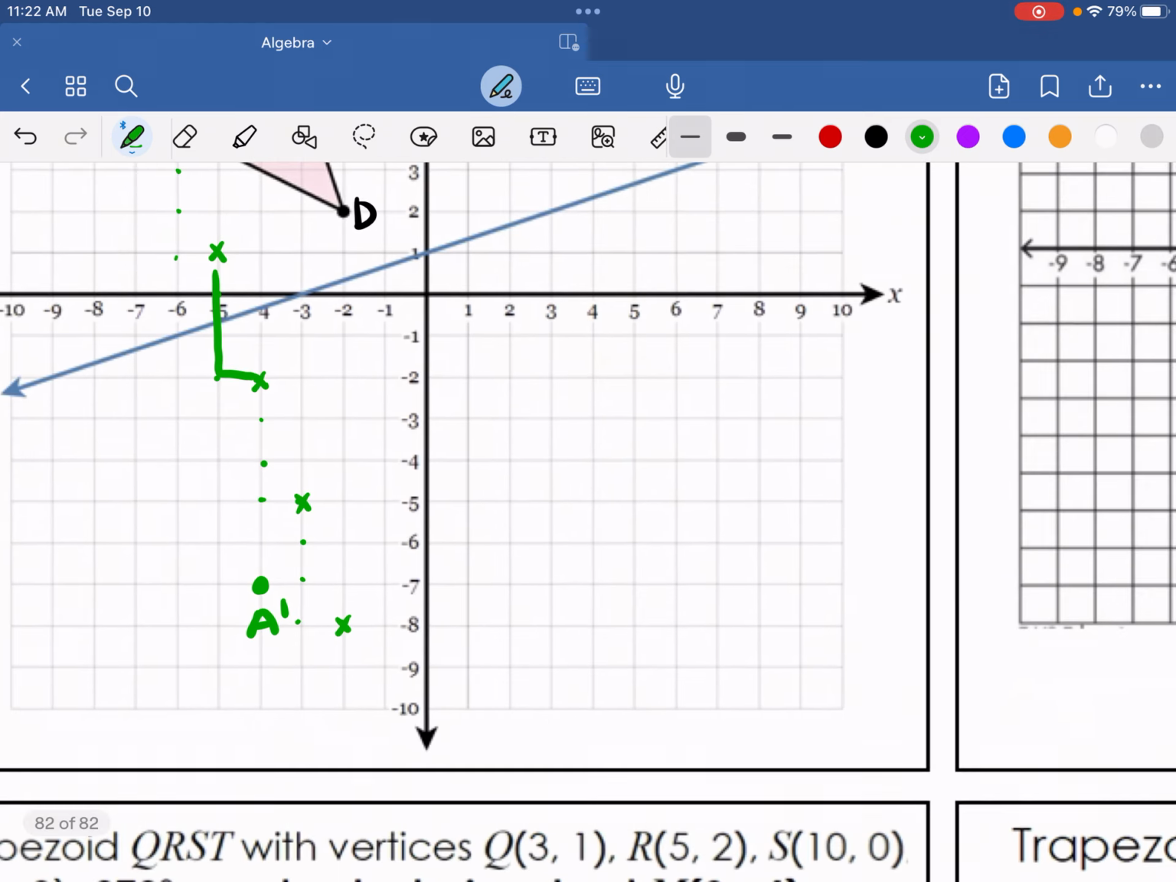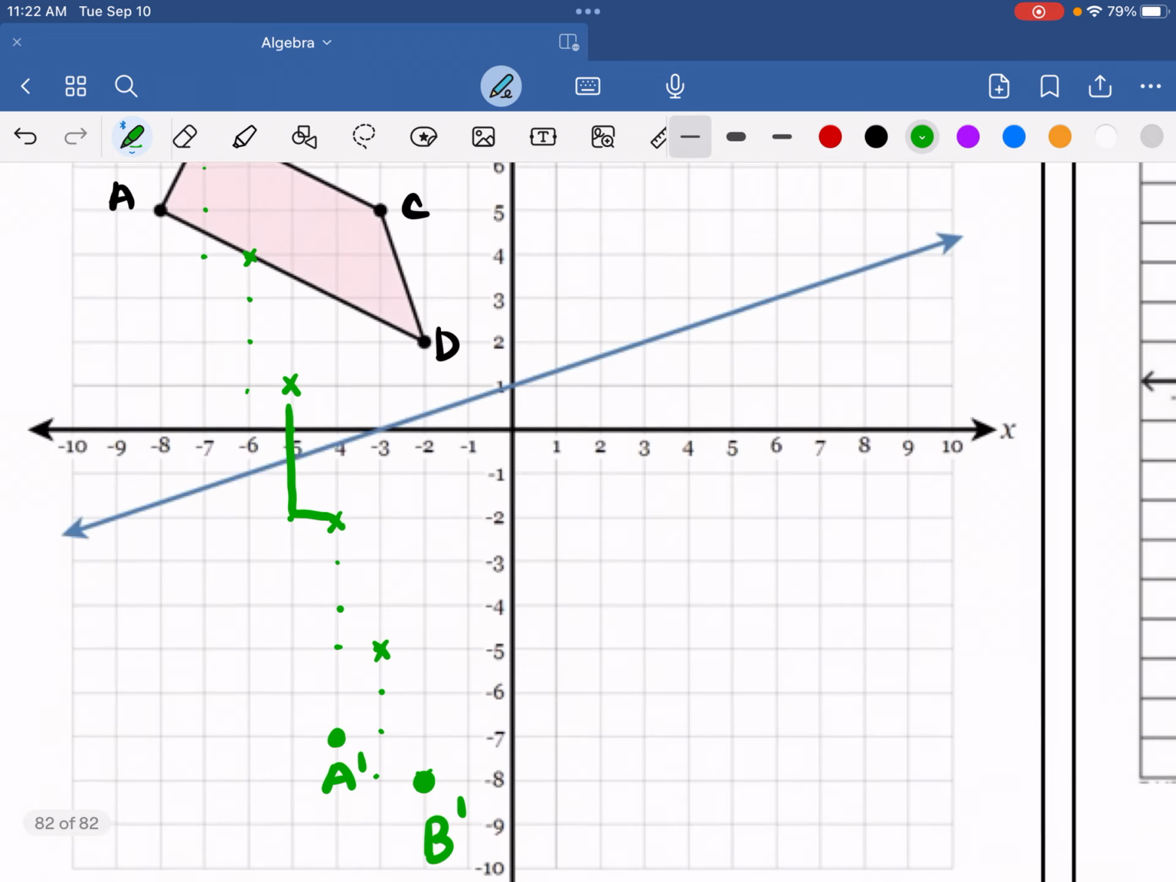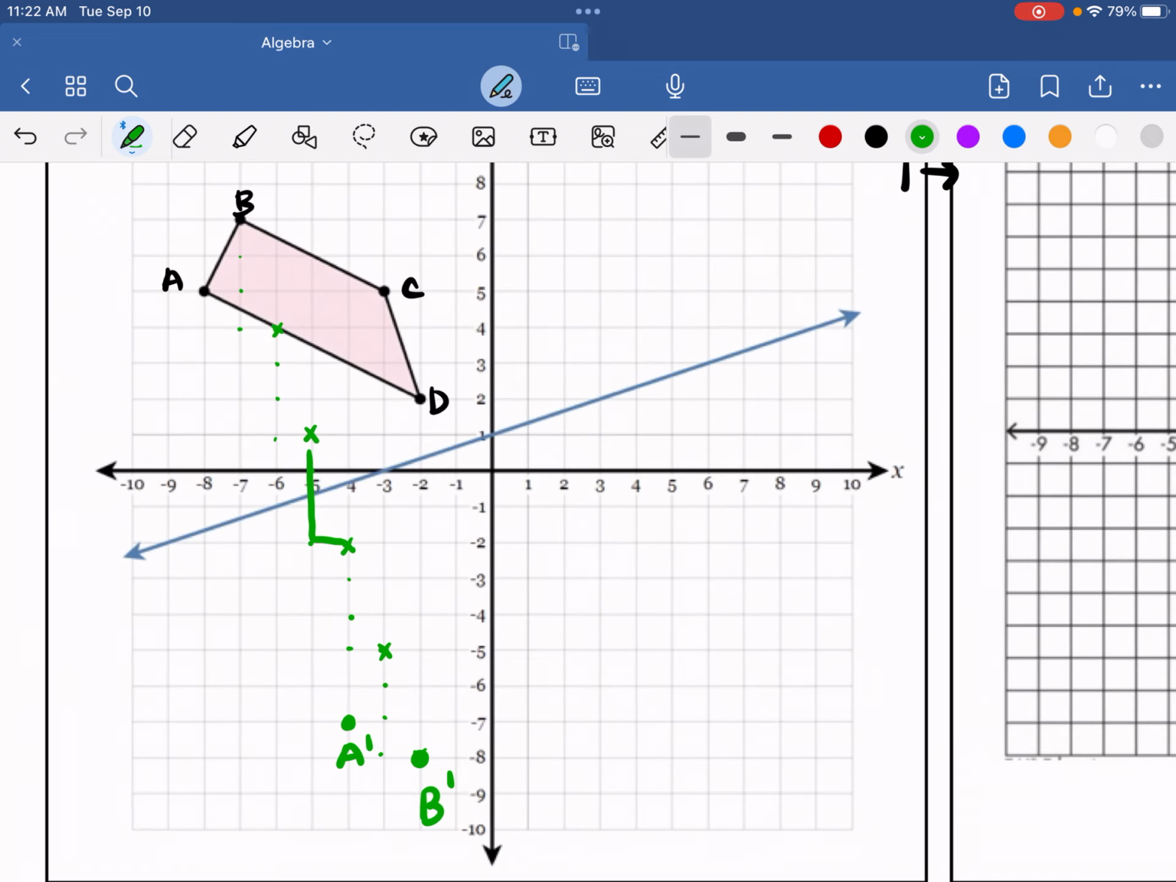Okay, hopefully that makes sense, because you should have the same amount on both sides. Again, this was 1 full one, 2 full ones, and then I cross over, and then 1 full one, 2 full ones. Hopefully that makes sense.